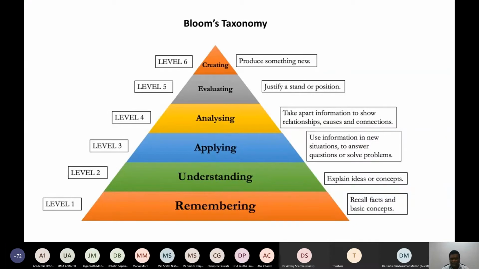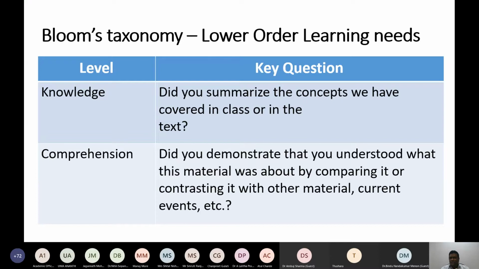Let me quickly explain these two levels. What is the idea behind these two levels? The first one of the lower order learning needs is knowledge and comprehension. Knowledge is knowing something. If you are aware about some theory, then it is about knowledge. Yeah, I know about Maslow's theory. That is knowledge, right? So if a student says that Maslow's hierarchy of needs has got these levels, and it starts from physiological and it ends in self-actualization needs, then he has some knowledge about Maslow's theory.